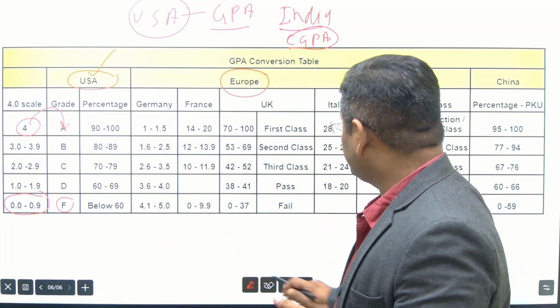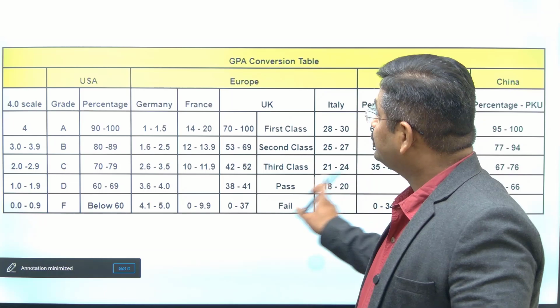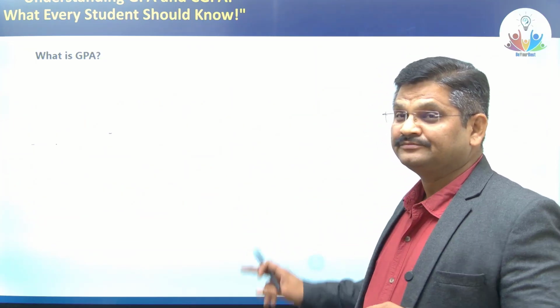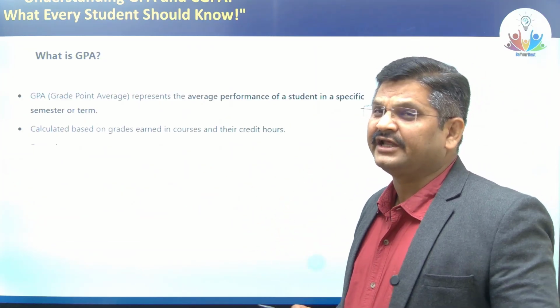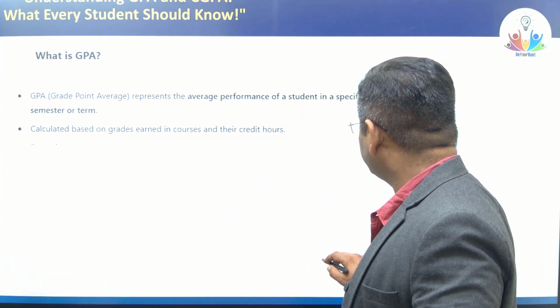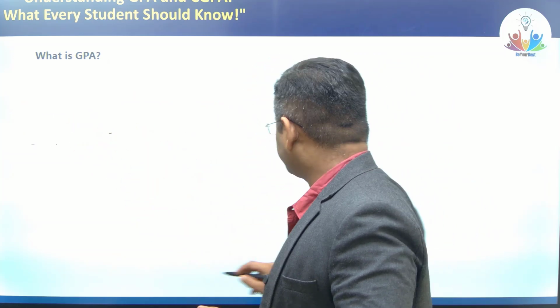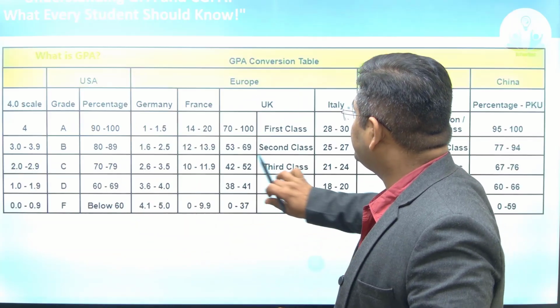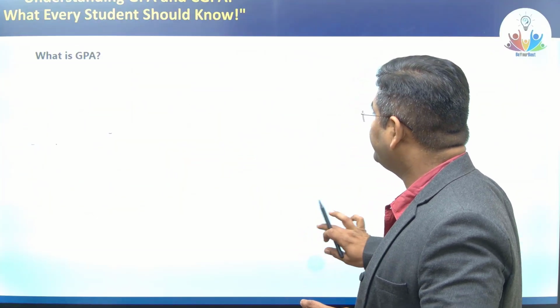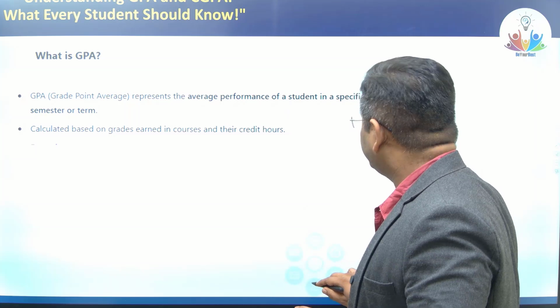Now, here we have to understand the difference between the GPA and how they will convert. As the GPA clearly mentions, it is the average performance of a student for a specific semester. What is the meaning of the GPA in this case? If you compare with the GPA, GPA is one thing here.